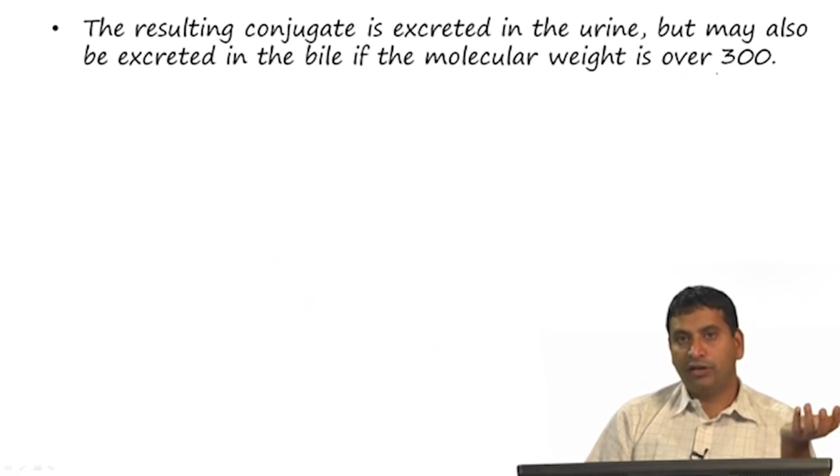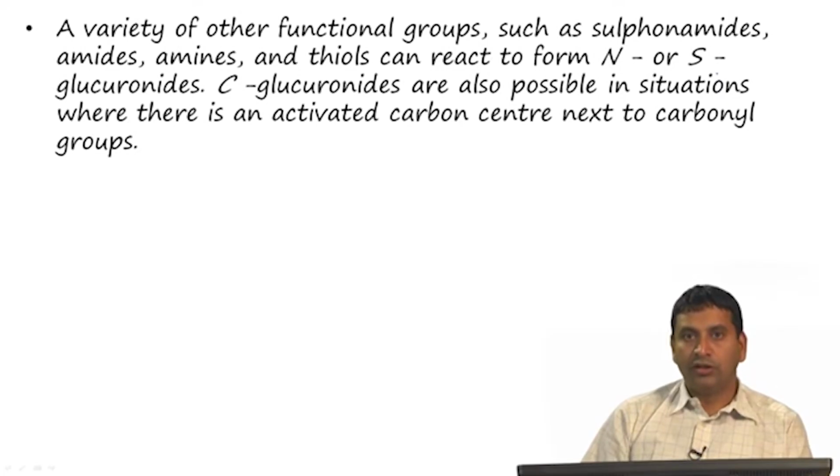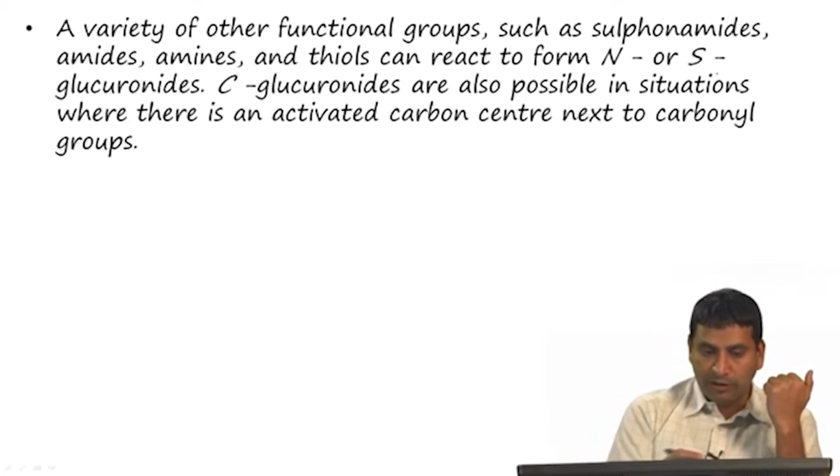The resulting conjugate is excreted in the urine, but it can also be excreted in the bile if the molecular weight is over 300. With this, let us look at some examples of glucuronidation. A variety of functional groups can be involved in this.